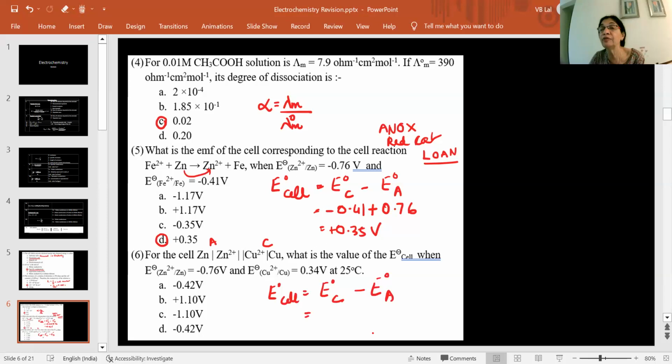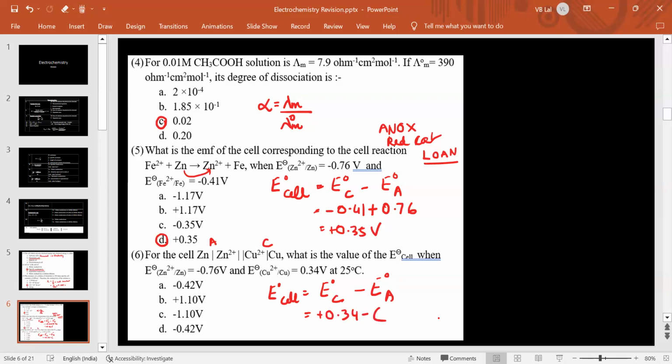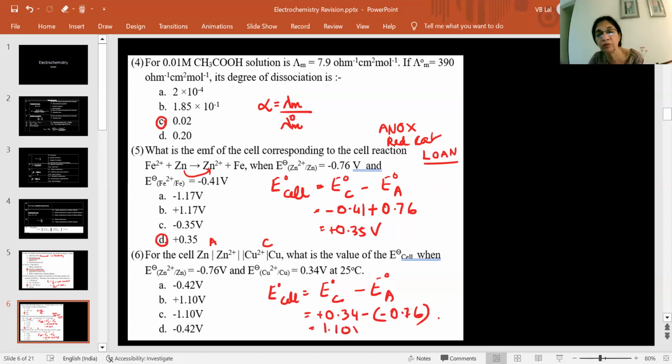Reduction potentials are given to you. So Vishal, are you there with me? Yes, ma'am. So tell me, what is the reduction potential of cathode? What is the cathode here? Copper, right? So what is the reduction potential of cathode? It is given there, isn't it? Plus 0.34. And what is that of the anode? That is zinc, minus 0.76. So answer is 1.10 volts, option B, ma'am. B, answer is B.